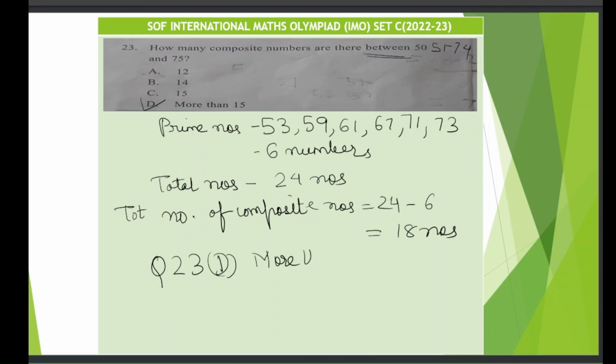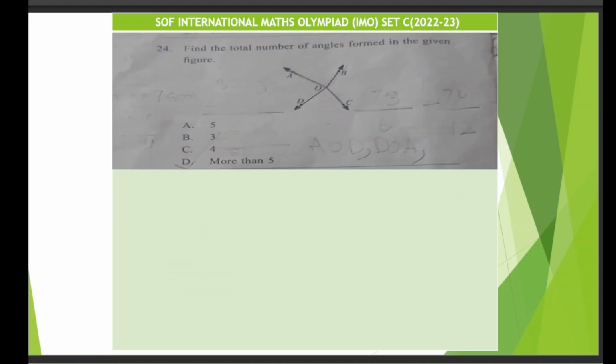Okay, so here while calculating, you should be very clear with prime numbers. Otherwise, again, it's testing the prime numbers knowledge of the student. So be very clear. Okay, let's start with question number 24. Question number 24 says, find the total number of angles formed in the given figure. So now if you look at this figure, four angles are obvious. Which angles? Angle AOB, angle BOC, angle DOC, and angle AOD.